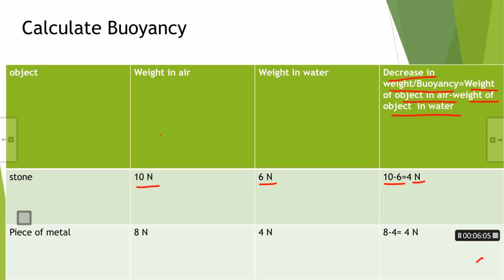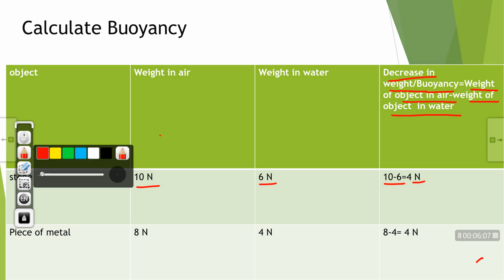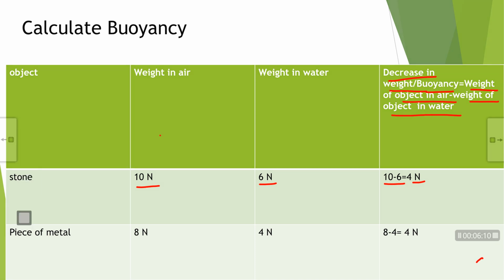Now, let us look at the second example. The second one is a piece of metal. The weight in air is given, it is 8 Newton, and the weight in water is given, that is 4 Newton. We know the equation, buoyancy is equal to weight of object in air minus weight of object in water. Here weight in air is 8 and weight in water is 4 Newton. So, buoyancy will be equal to 8 minus 4, that is 4 Newton.